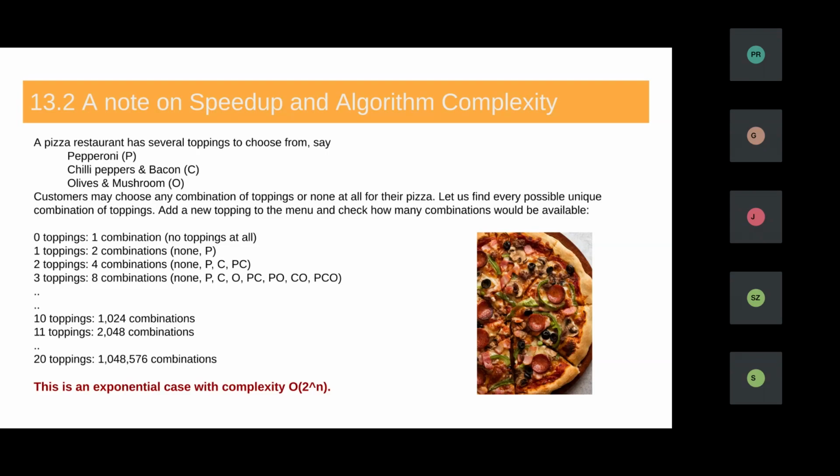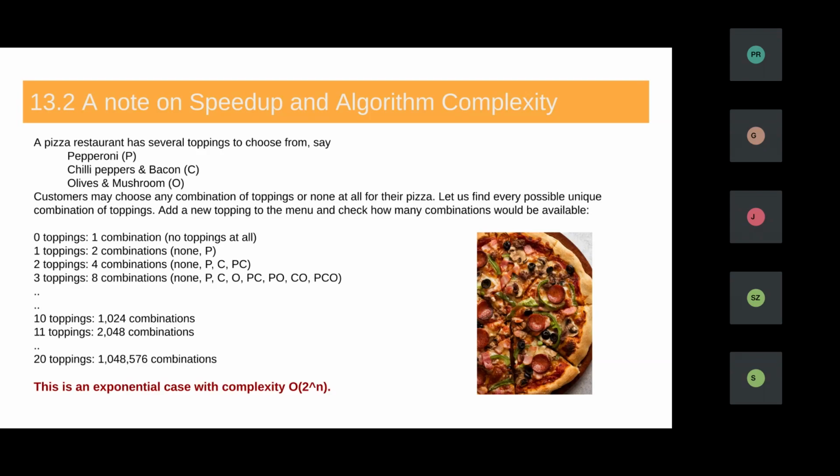So when you have zero toppings, then there is no topping at all. So we call it complexity one, one combination. If you have one topping, then it can be either none or one pepperoni, for example. If you have two toppings, then the combinations are 4. You can have no topping, or you can have one or both, so the order keeps on increasing.